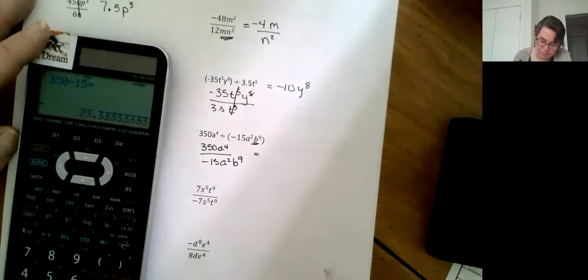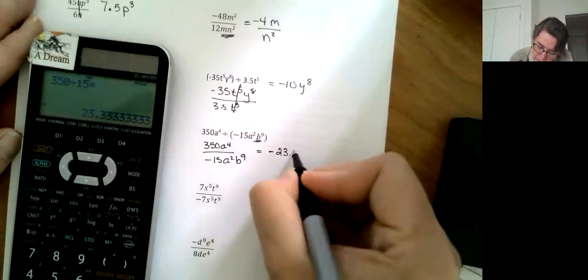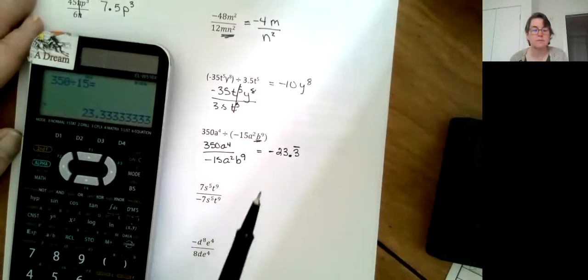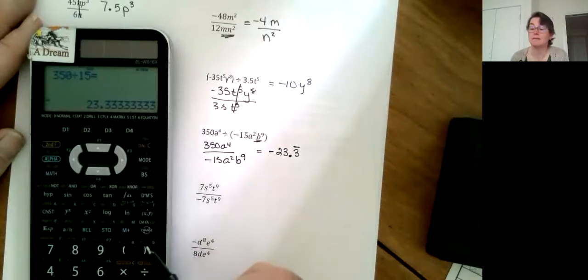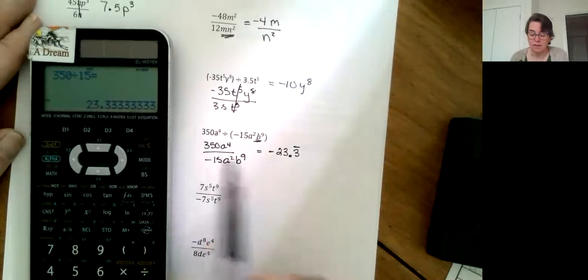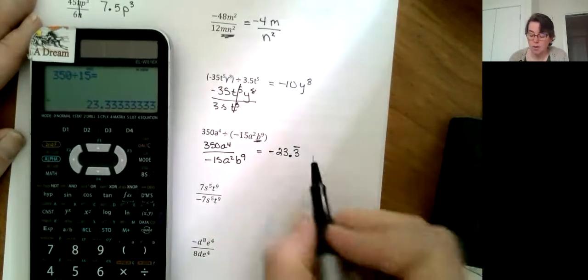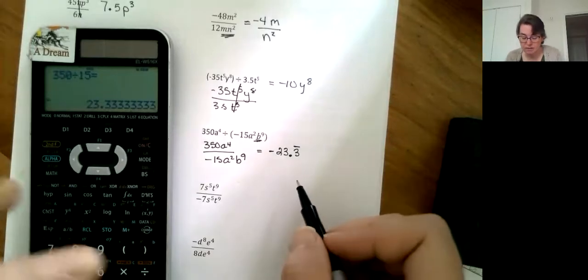Minus 23.3. Now, see how on the calculator it repeats like that? Well, not surprising. In case you're not sure, that's a repeating decimal. The way to show that correctly, don't just write it as 0.3, but put a little bar over that. That tells me that the 3 is the repeating part.